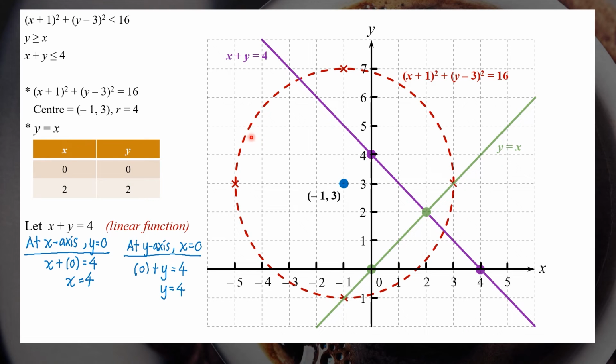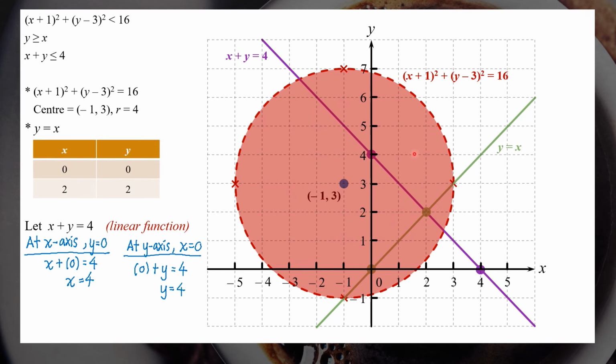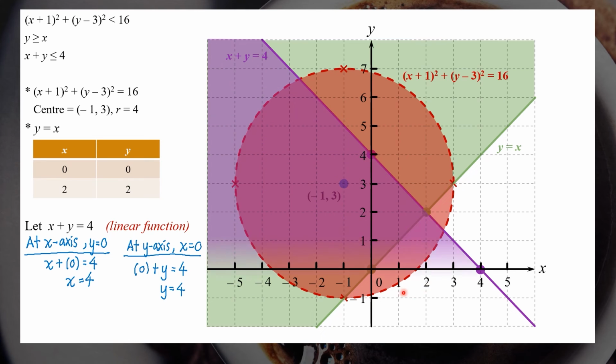Next, we try to shade the region. For the first equation, which is the circle, this is less than. So if less than, we're going to shade the region inside the circle. So here is the first shaded region. Next, y greater than or equals to x. So here is the line, y is equals to x. Since this is greater than, we're going to shade the region above the line. So here is the second region. Finally, the line for x plus y less than or equals to 4. So here is the line for x plus y equals to 4. For less than, we're going to shade the region below the graph.